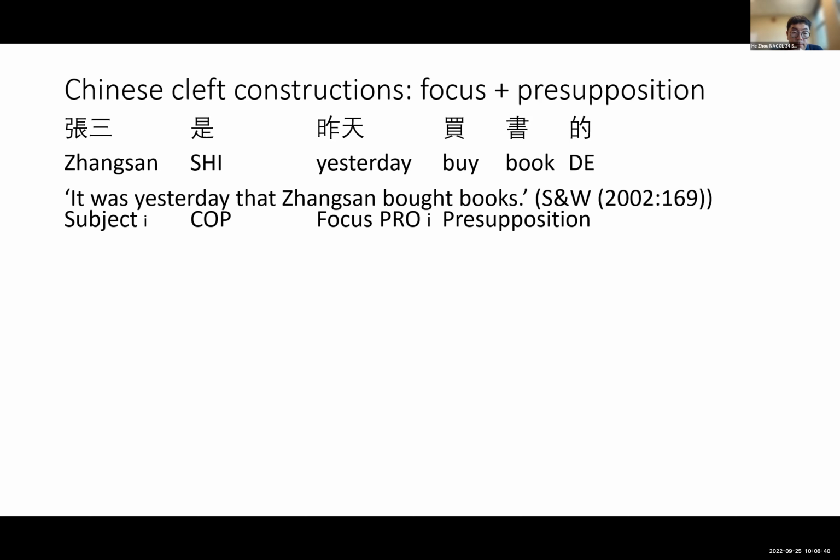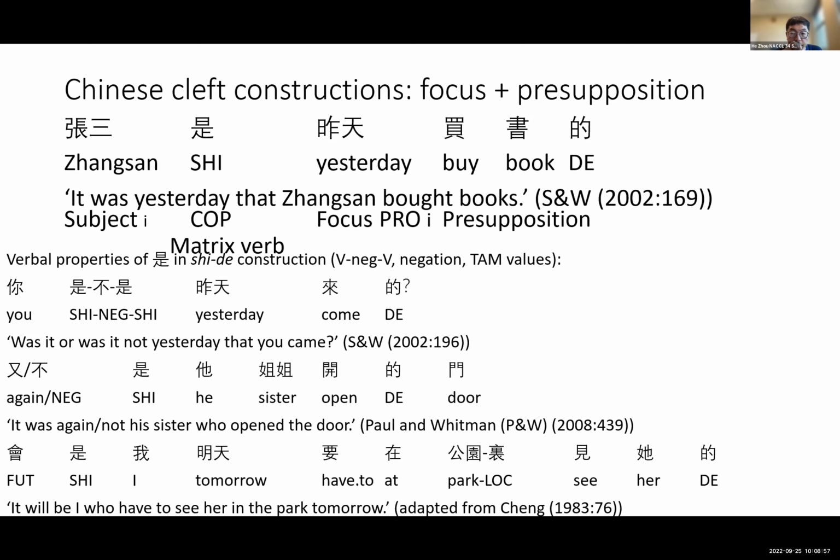So 是昨天买票的. We also have this focus on a presupposition structure. We can also say that the copular verb is the verb. It's a verb assigning a focus because it also displays the verbal properties as we saw on the previous slide. So we can use the V-neg-V alternation with 是 here.